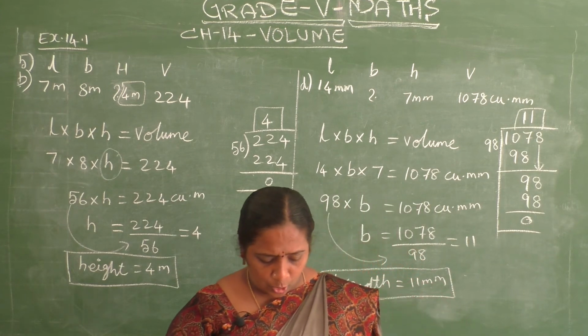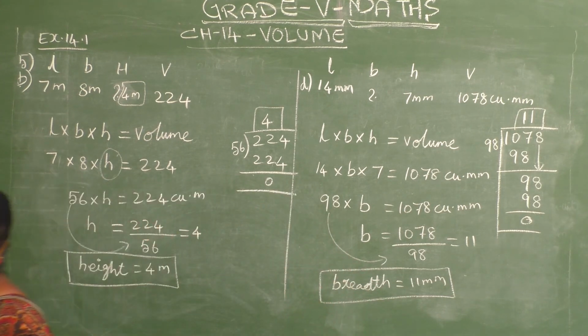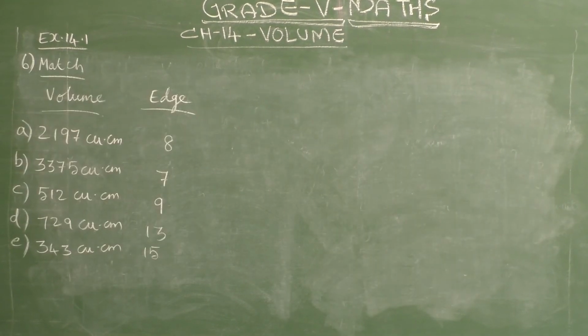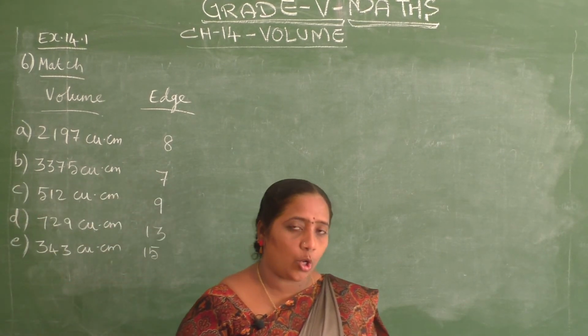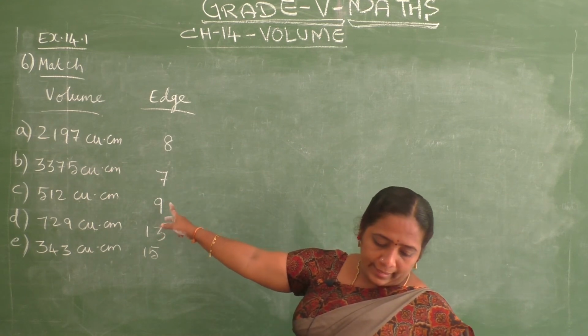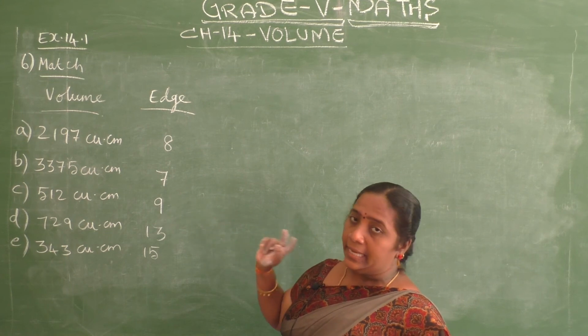See, ma, the 6th one also is a little bit difficult only. Okay, ma, in the 6th Roman they gave match. That means they gave the volume and edges also. So these are all cubes only. Match the volume with the edges of the cube. Clearly they gave it's a cube.